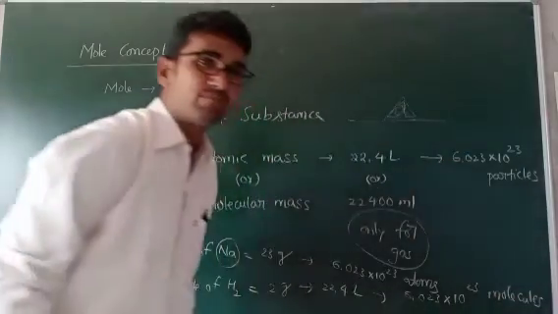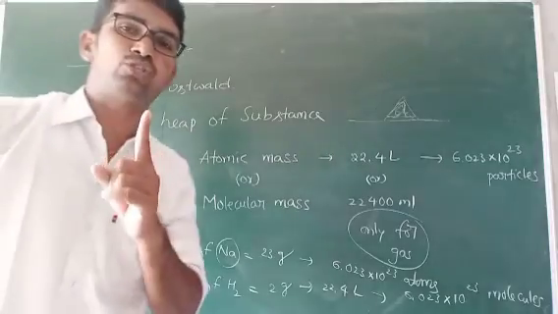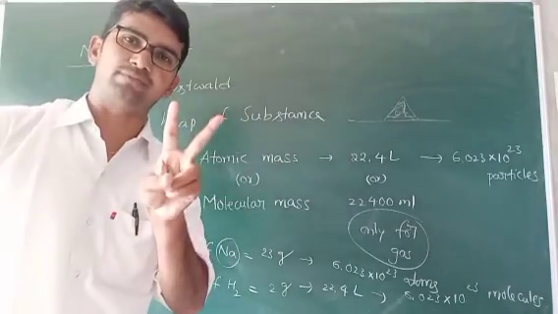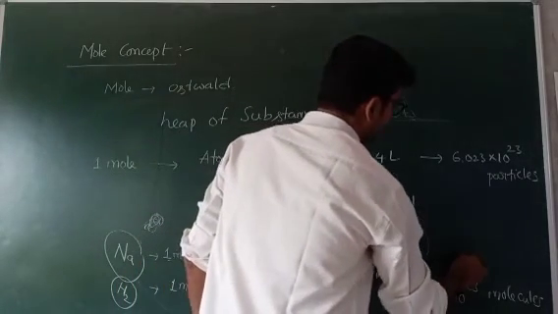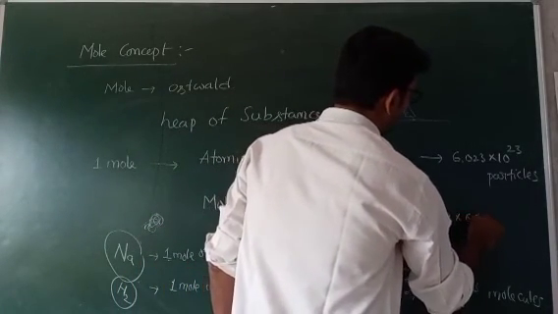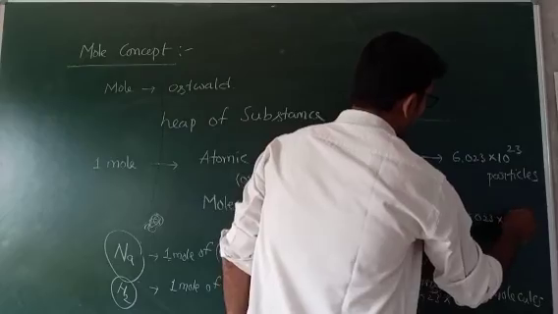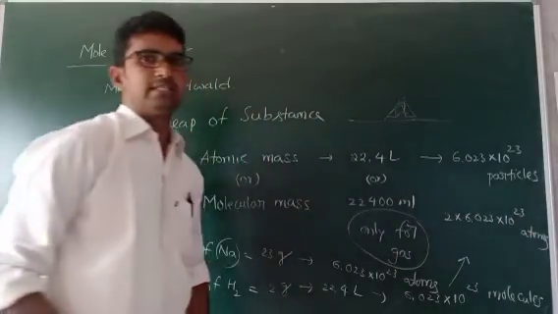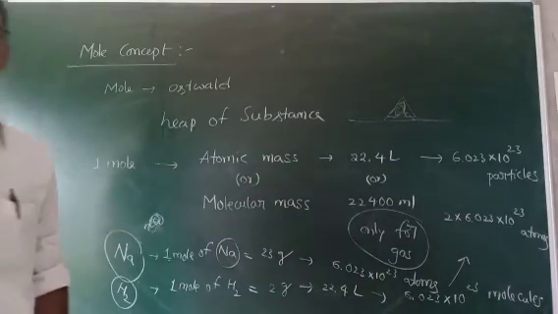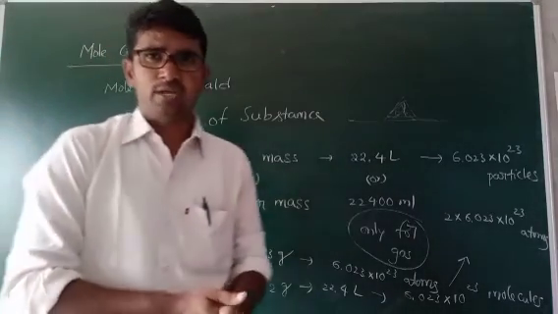Sir, what about atoms, sir? Very simple. 1 H2 molecule contains how many atoms? 2 atoms. So into 2, 2 into this value: 2 into 6.023 into 10 to the power of 23 atoms. This is about the mole concept. Okay. Total lesson completed.